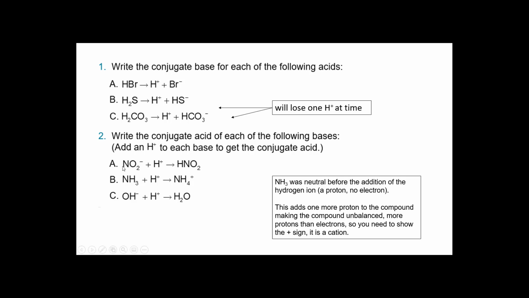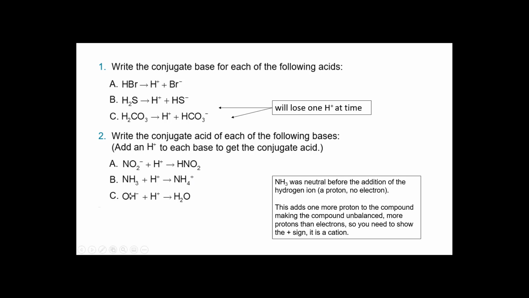nitrite, even I forget at times. We're going to have nitrite. We add a proton to it. That makes this nitrous acid. And then here we have ammonia. We add a proton to it. It is ammonium, and because you're adding an extra proton and it's not balanced, you have to show that there's an extra proton there, which is why there's a plus charge.